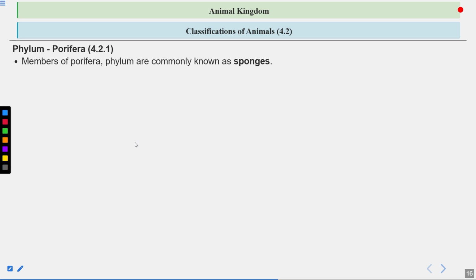Members of the Porifera phylum are commonly known as sponges. They are generally marine and mostly asymmetrical animals. They are marine, meaning they are found in seas and oceans, but some are freshwater also. Some are reported in freshwater environments. They are mostly asymmetrical animals. No symmetry reported.